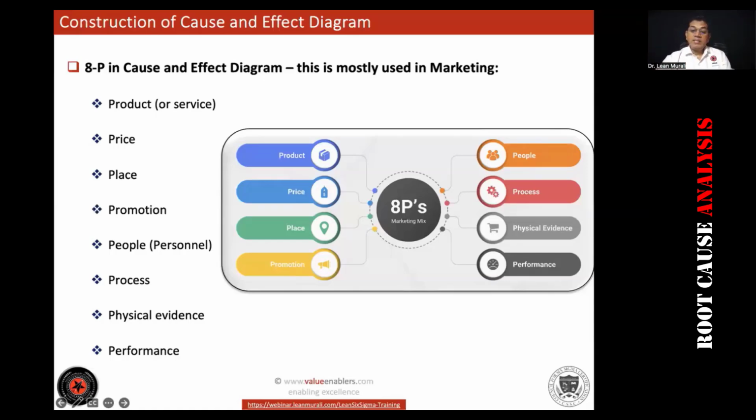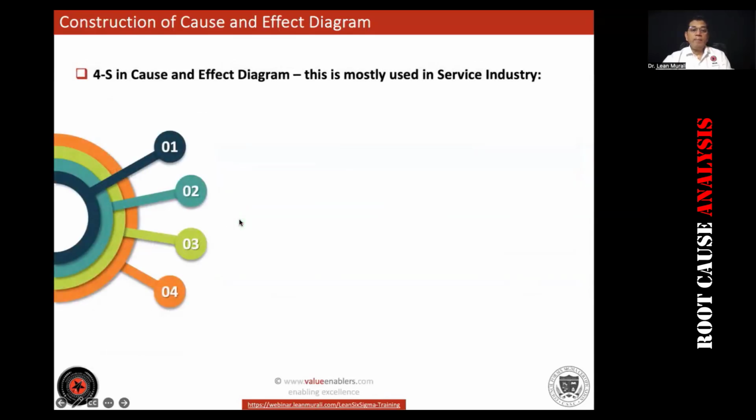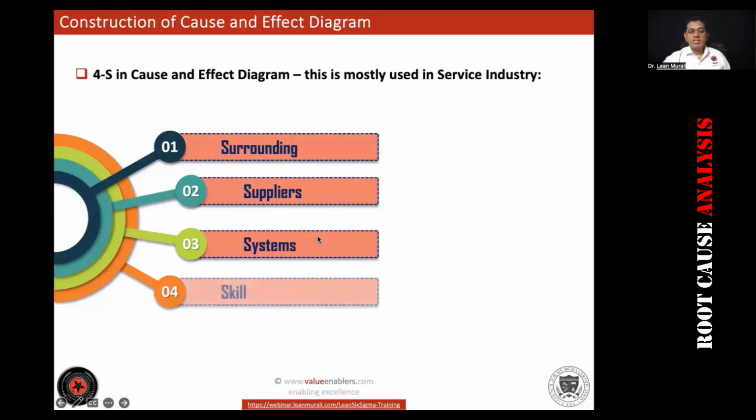I'll tell you another new learning. If it is in the service industry, I recommend you to use 4S. All of you type 4S in the chat box. We learned about 6M in manufacturing, 8P in marketing, and 4S in service industries. What are the 4S? Surrounding, suppliers, systems, and skills. Because a service is affected by a surrounding.